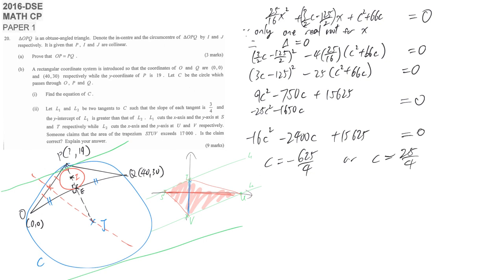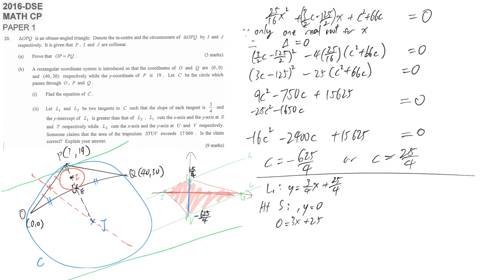So if we draw these two lines, the first y-intercept is 25 over 4. That means point T is 25 over 4 here. And then point V is negative 625 over 4. Now we are concerned with the positions of S and U. So L1 is y equal to 3 over 4x plus the higher one, 25 over 4. At S, y equal to 0, x equal to negative 25 over 3.